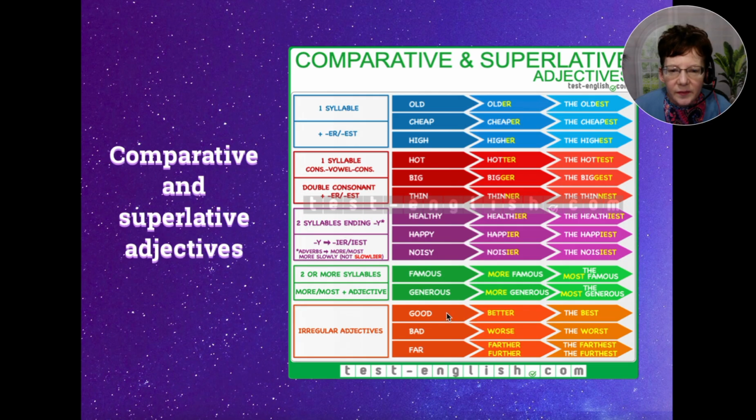There are some that are irregular adjectives here. Good, bad, and far. For example, good becomes better, right? And then we have the best. So we will look more at this on the next slides. All right.